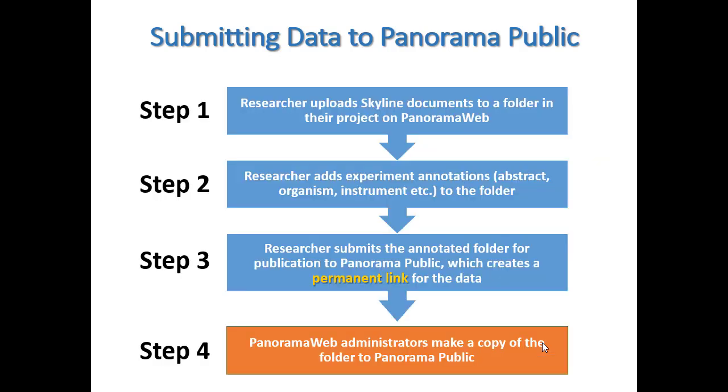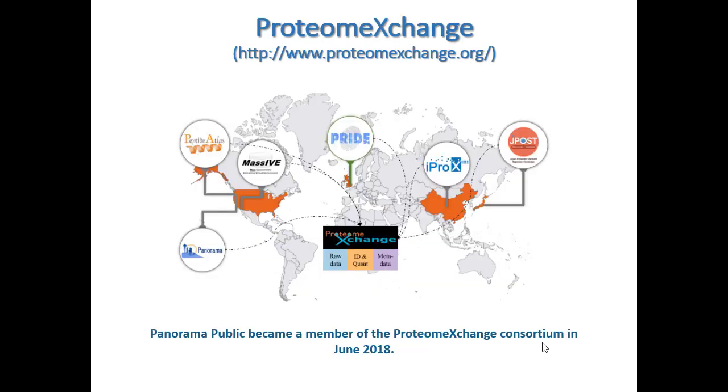Okay. All right, so just to recap, here are the steps for submitting to Panorama Public. You first upload your Skyline documents into your own project. Then you add some additional metadata about your experiment. And then submit it to Panorama Public, at which point we take over and we make a copy of your data. So recently, we've had to make some small changes to this workflow because Panorama Public became a member of the Proteome Exchange Consortium last month. So is everybody familiar with Proteome Exchange? You've submitted data to Pride, Massive, PASL. Okay, so most of you are probably familiar with it.